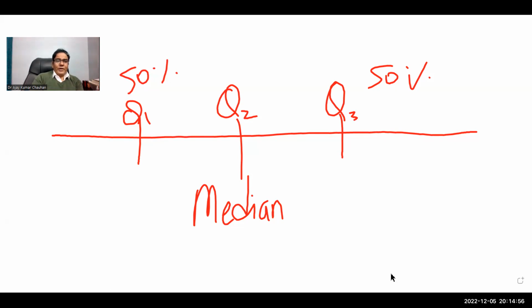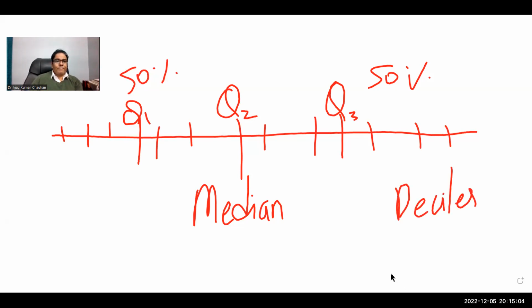Similarly, if you divide the data into 10 equal parts, you have to put 9 cuts, and these are called deciles. Similarly, if you cut the data into 100 equal parts, this is called percentiles. So we are having all these concepts in central tendency. Let me show you how we can estimate all these things.